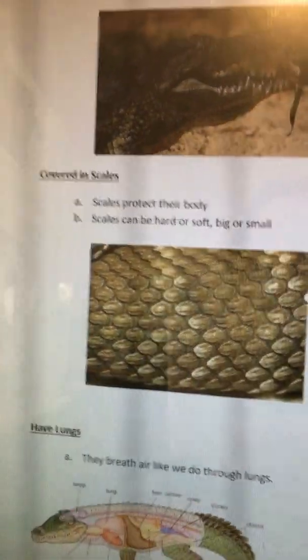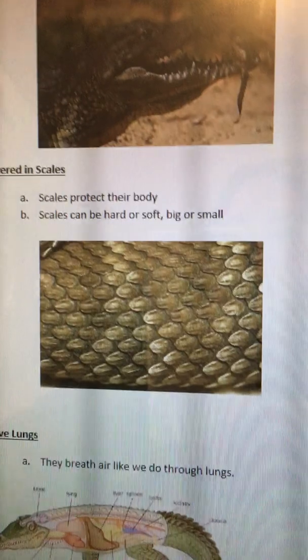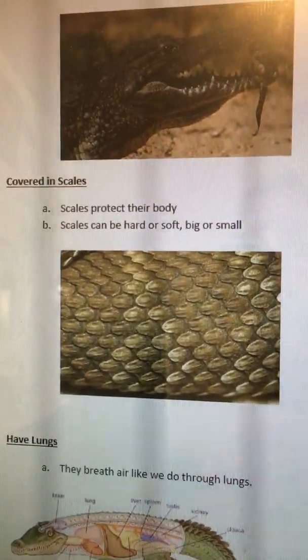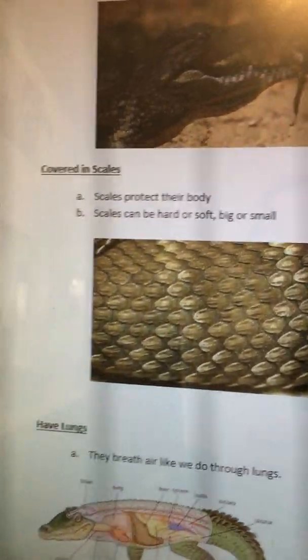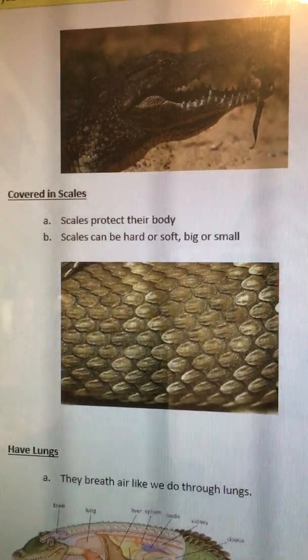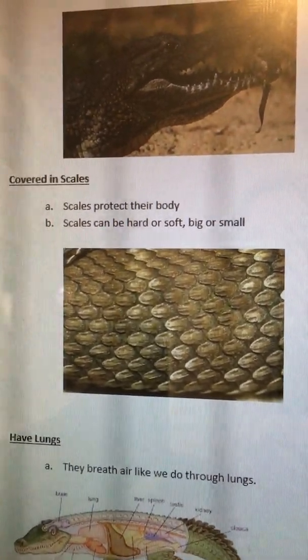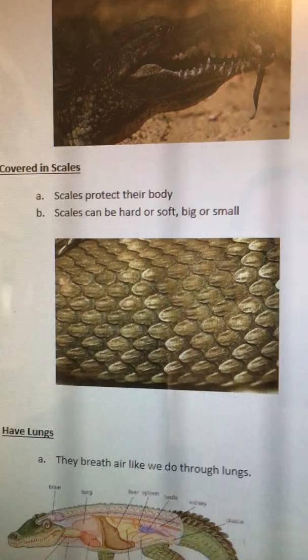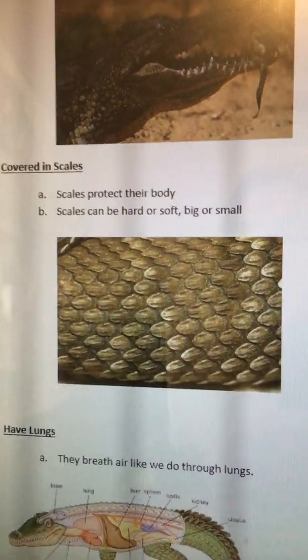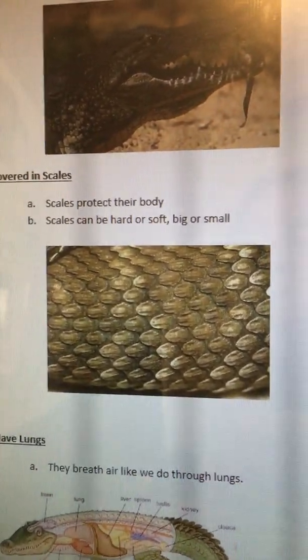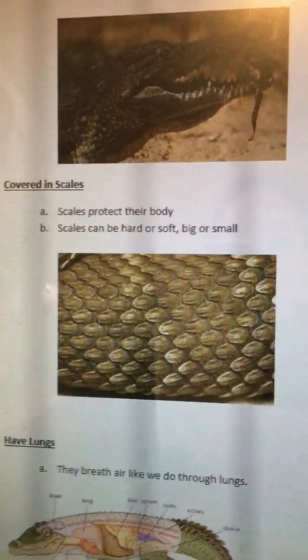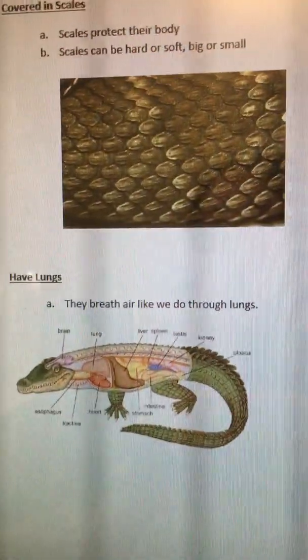Okay, we talked about the eggs. Now here, oh, look at that. They're covered in scales. Look at that armor. Looks like gold. I wonder what creature that is, if it's a snake or not. The scales protect their body. And this was interesting. The scales can be hard or soft or big or small. Yeah, it just varies, which is awesome.